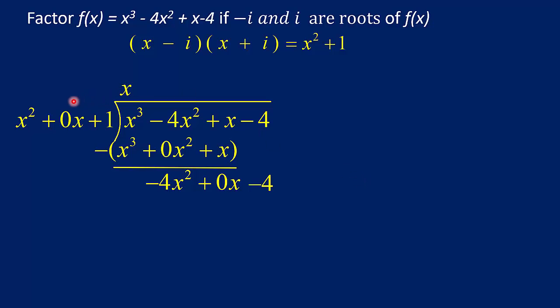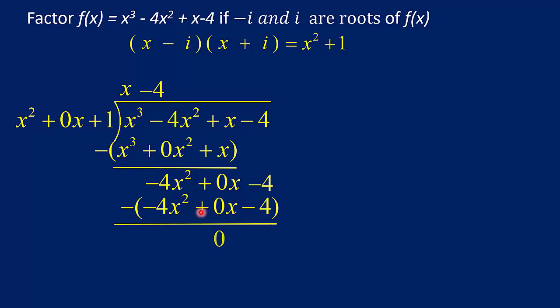Okay, now the whole process again. Negative 4x squared divided by x squared, I should say. So this over this. Notice the x squareds cancel and I just get negative 4. And then I multiply. See? I multiplied negative 4 times this, and I get this. Okay? And then I subtract. And I get a 0.